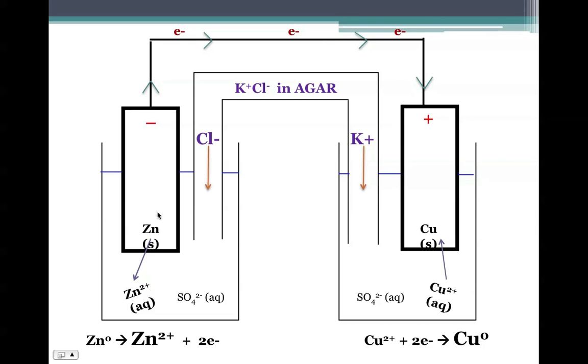Remember, we have our anode, which is assigned our negative electrode, and zinc is higher on Table J, which is a hint that this is where oxidation is going to occur. We can also see that by the half reaction.